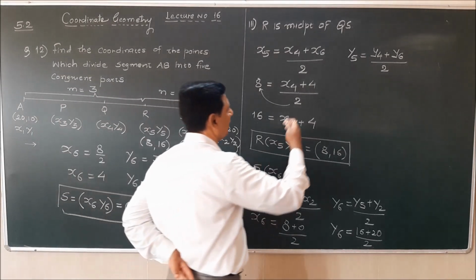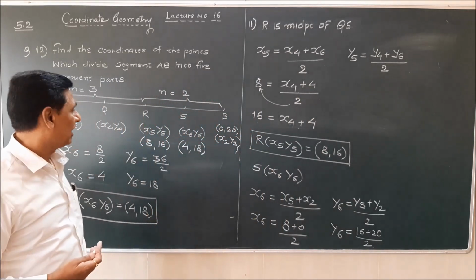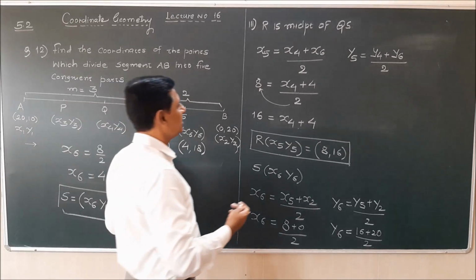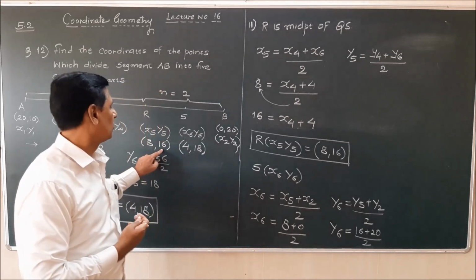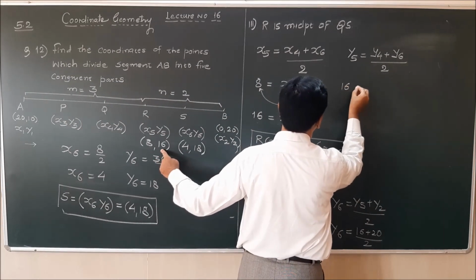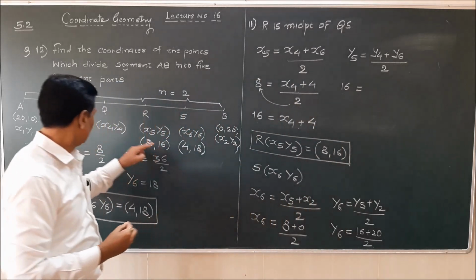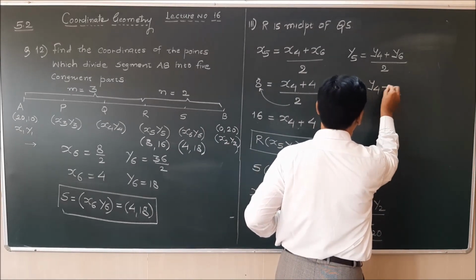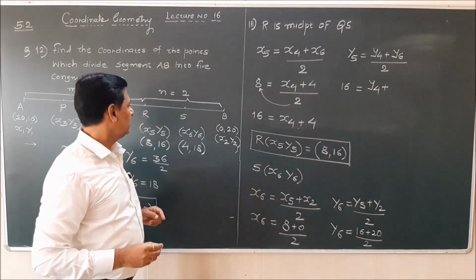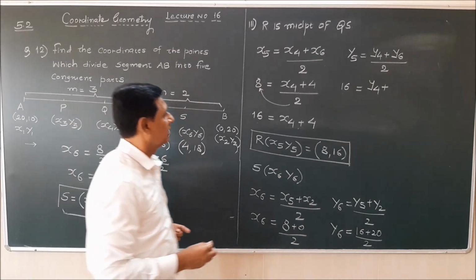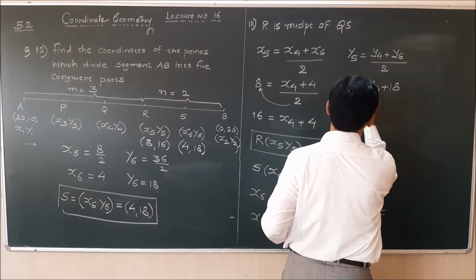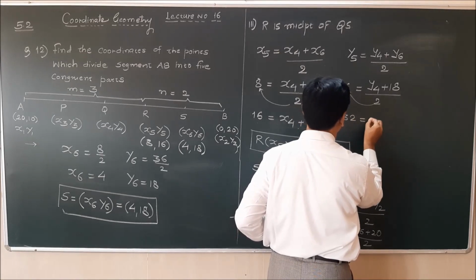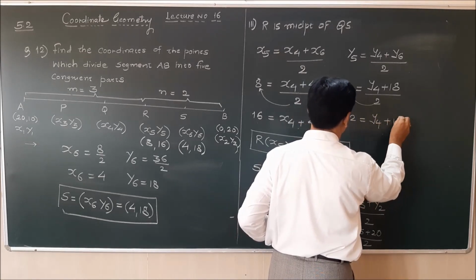In the same manner, y5. Now we also know the value of y5. y5 is 16. So 16 is equal to y4 plus y6, okay, y4 we have to find out. The value of y6 is 18. So 18 upon 2. So 16 2s are 32, that is equal to y4 plus 18.